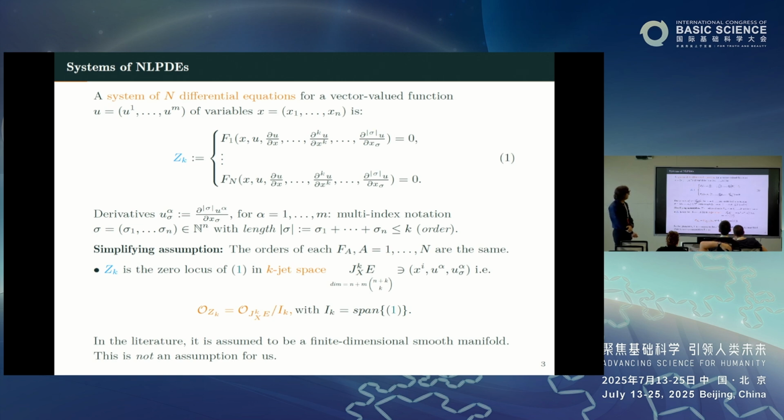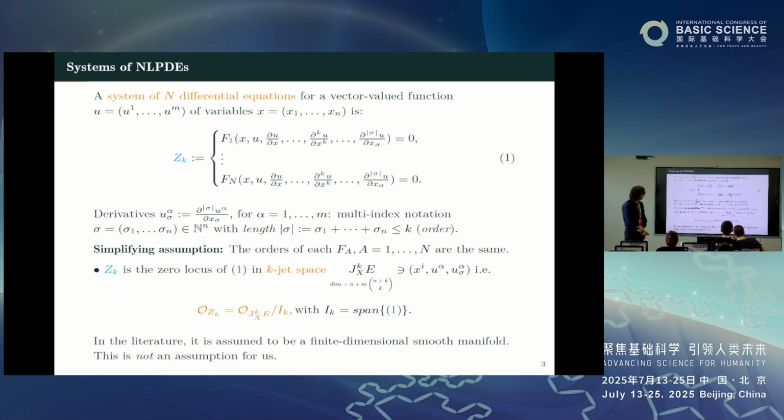You have n differential equations. You start from a vector valued function with m components. You can think of this as sections of a vector bundle of rank m. You have n independent variables. Then you look at expressions in terms of x and u's and partial derivatives of these u's. And these are the differential equations you have. The common intersection of the locus of all of these differential equations gives you the solution space to this system.